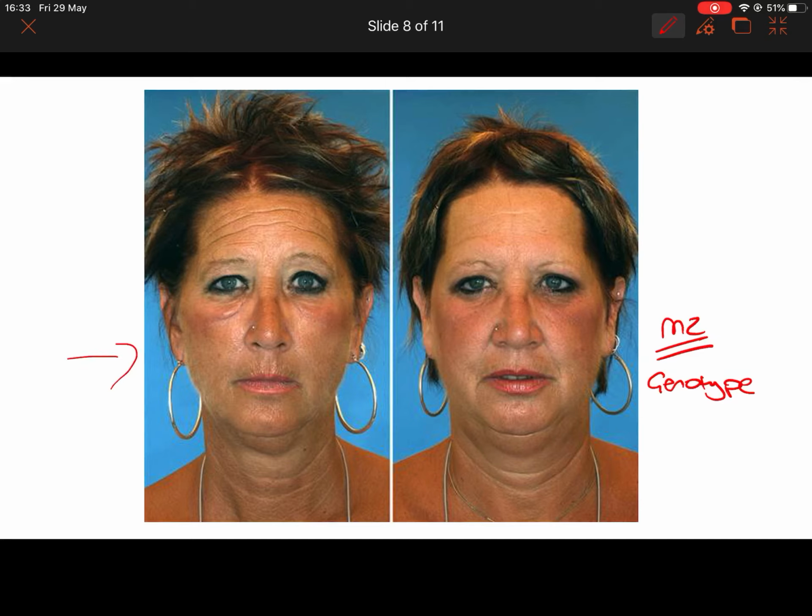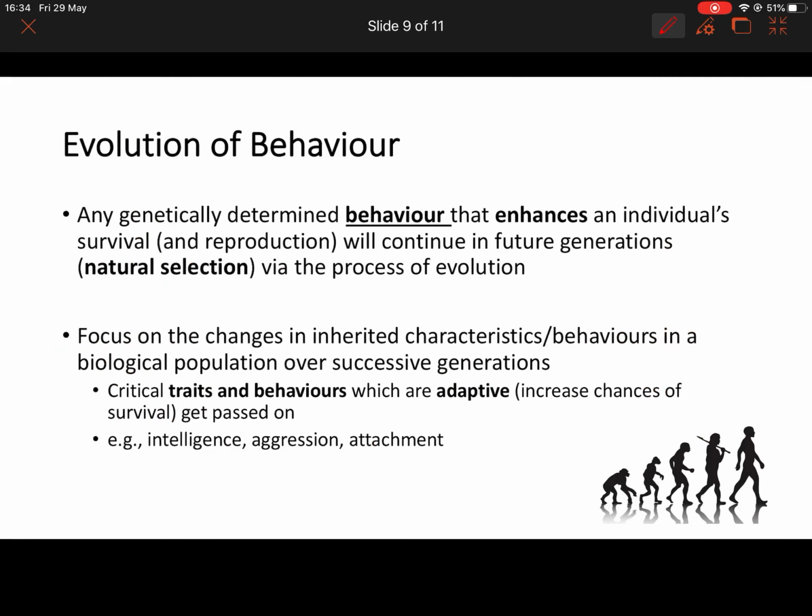You can see very clearly here that the twin on the left has been smoking, and this has affected how her genotype, the gene for wrinkles, has been expressed in her phenotype, what her face actually looks like. So for us, we're more interested in psychological traits, but here it's very, very easy to see how the phenotype is expressed in terms of wrinkles.